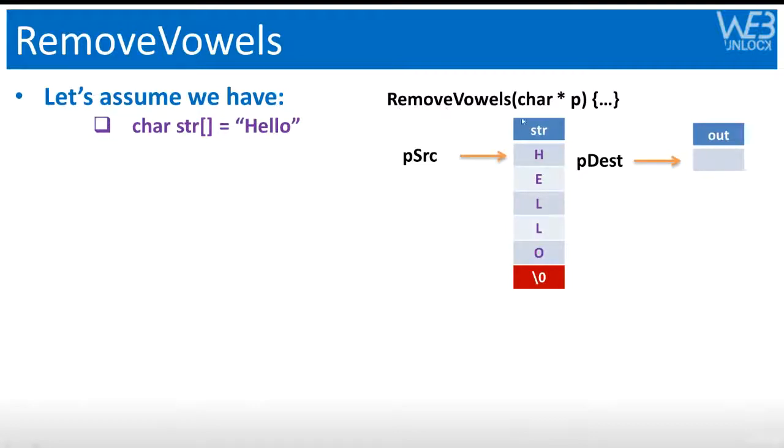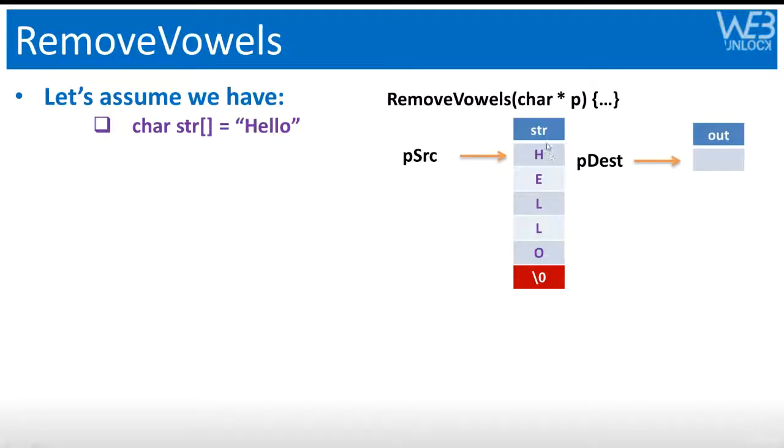So to implement remove vowels, we will pass the string into the function, and then inside the function we could use two pointers. The first one, called psource or whatever name you want to call it, points to the input string. So it goes from the beginning all the way to the end until we come across the null termination character. At the same time, we will have a pdestination. Let's assume for now it's pointing to some output buffer.